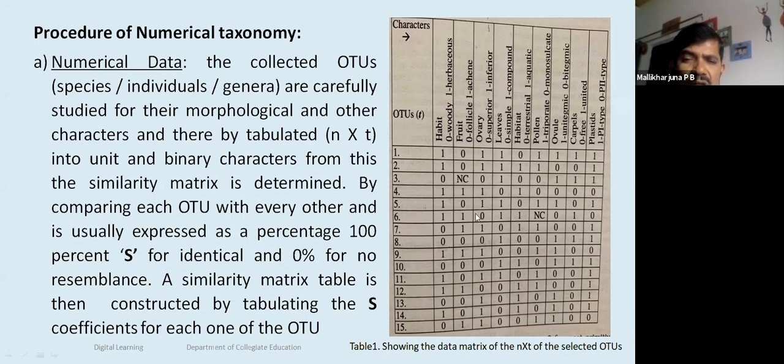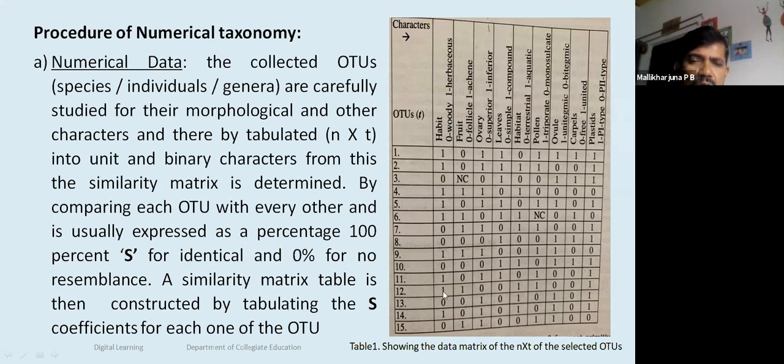This is only a model of how to take the tabulation. Here habit, fruit, ovary position, leaves, nature, everything we have taken, and one is present, zero is absent. Woody character, herbaceous. For example, habit: if you look at it, it is herbaceous. So this is how, among the 15 individuals, if a plant is woody, we are going to give 0. If it is herbaceous, we are going to give 1.